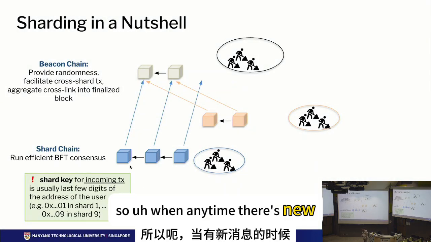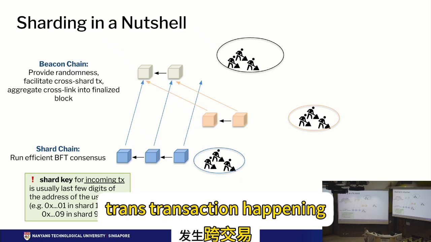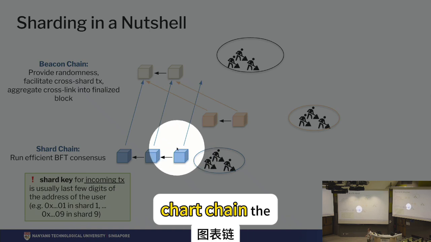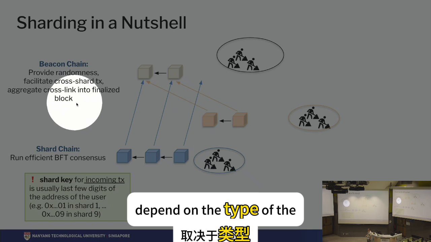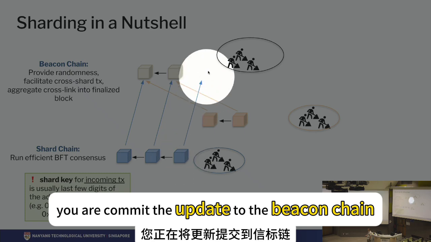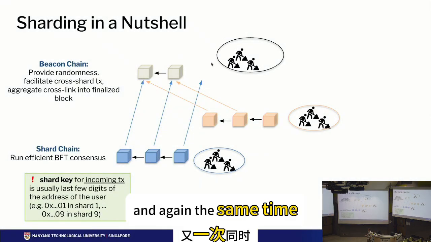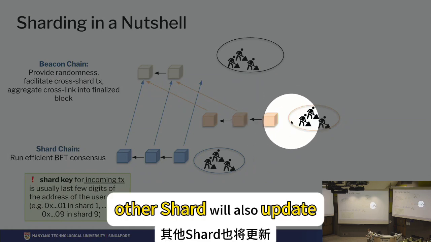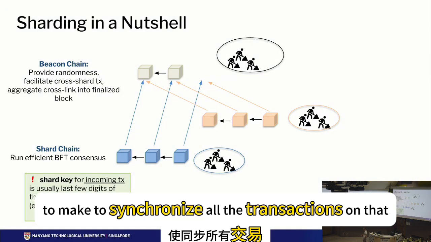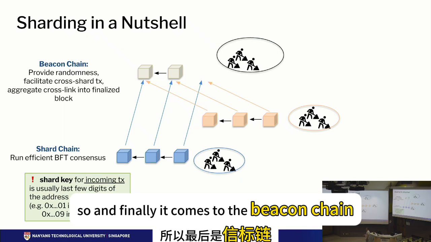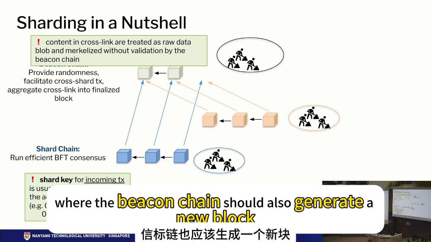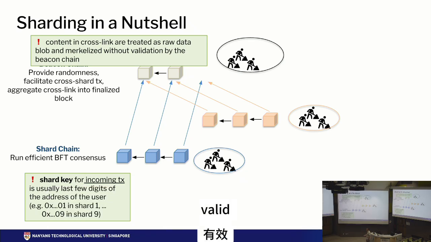So anytime there's a new transaction and the shard chain generates a new block, depending on the type of the chain, they will commit the update to the beacon chain. And at the same time, other shards will also commit new blocks to synchronize all the transactions on their shard chains. Finally, it comes to the beacon chain, where the beacon chain should also generate a new block after it validates that all the transactions are valid.